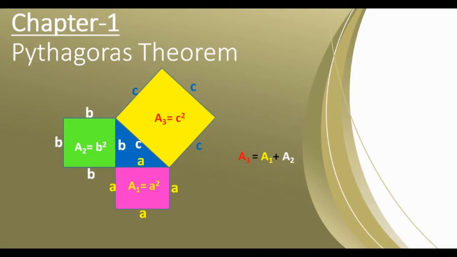According to Pythagoras theorem, area of square on hypotenuse is equal to the sum of area of square on perpendicular and base. Therefore, A3 is equal to A1 plus A2. Therefore, A3, the area of this one, is C square. This one is A square and this one is B square. Therefore, C square equal to A square plus B square.